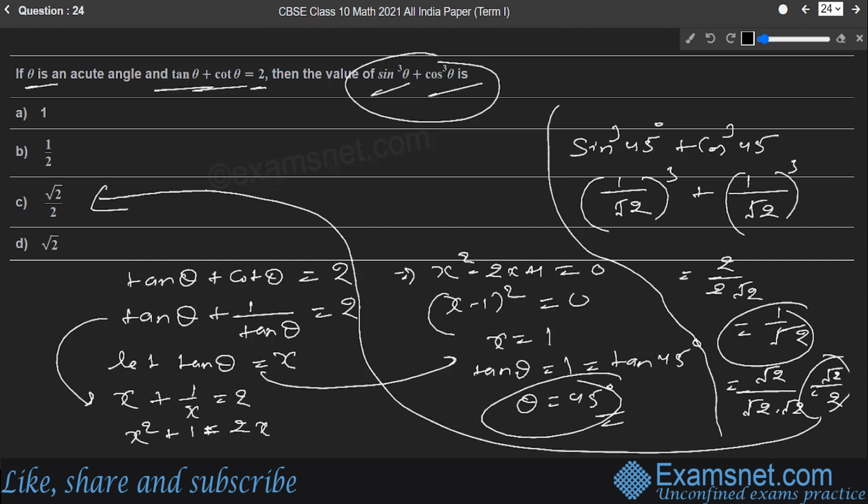So sometimes we have to manipulate the answer also to exactly match with the options that are given in the question. So that's what we have done. We again multiplied the root 2 in the numerator and denominator both, and then we are able to achieve the options given.